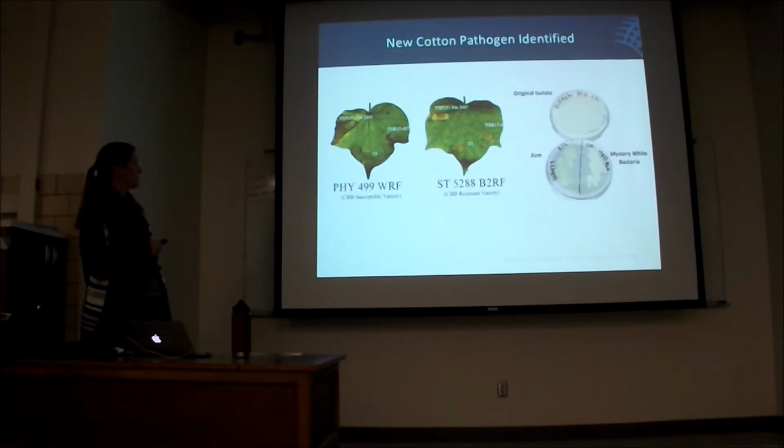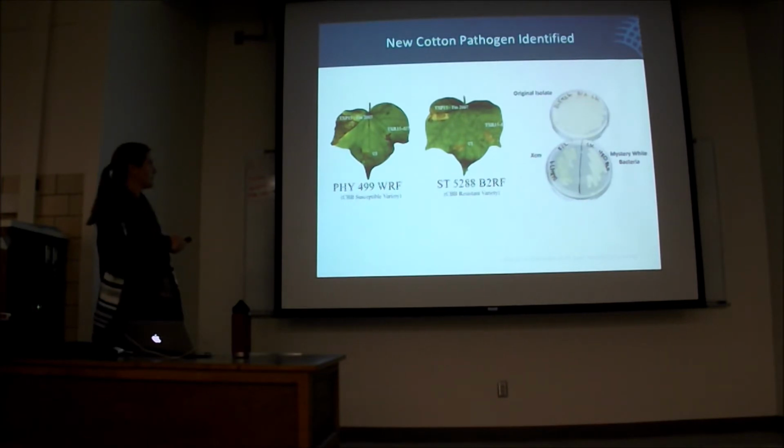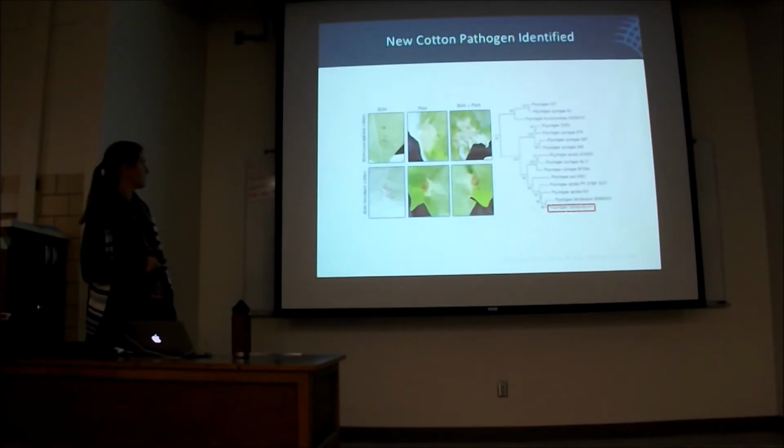And so what we now know is that there's a new cotton pathogen. It's a Pseudomonas. This is the Xanthomonas here that we've been studying, and here was this mysterious white bacteria that came with it. And very troublingly, when you inoculate the 2 pathogens together on cotton that's resistant to the Xanthomonas, we get this sort of spreading necrosis phenotype. I have another picture of it here.